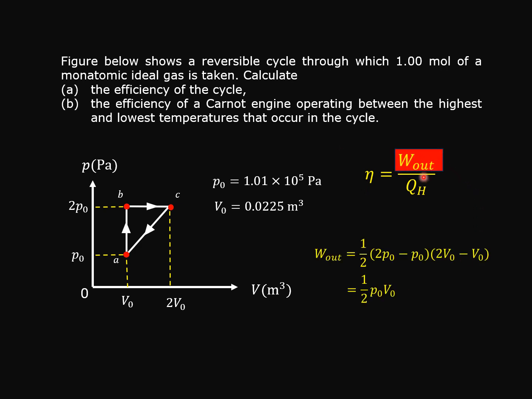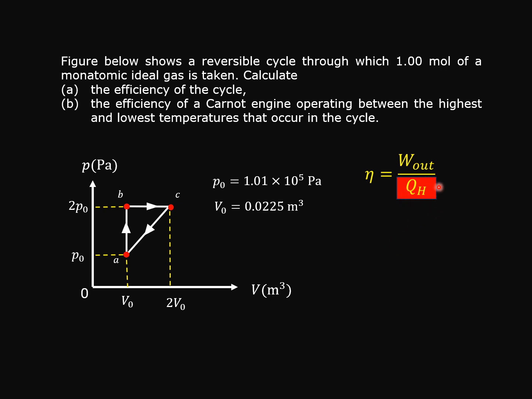We can find the output work by calculating the enclosed area of this triangle. So it is equal to half of this length multiplied by this length. This length is 2P0 minus P0, and this length is 2V0 minus V0. So we have half times P0, since 2P0 minus P0 is P0, and then this one will give us V0. So this is the output work.